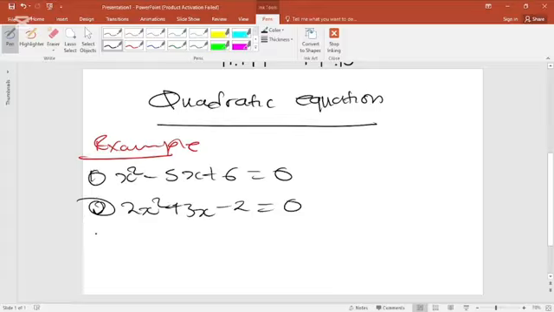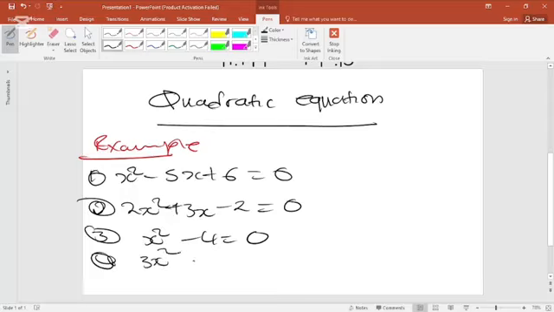The other one, this is the third one, x squared minus 4 equals 0. The other one is 3x squared plus 7 equals 0. All these are examples of quadratic equations.